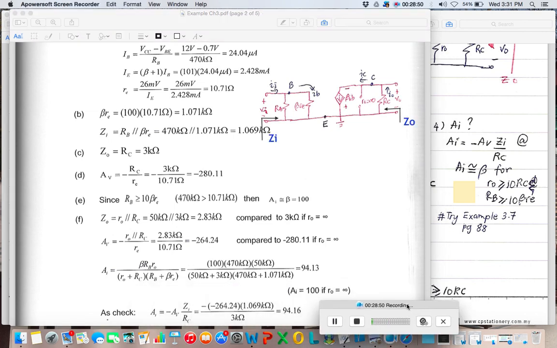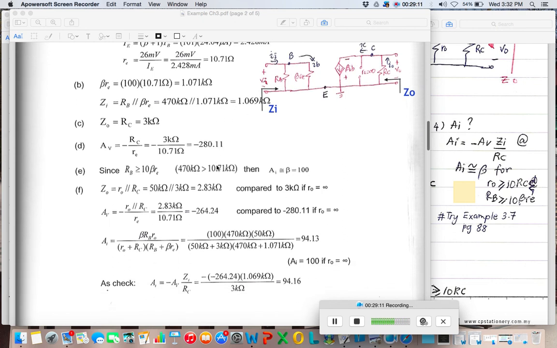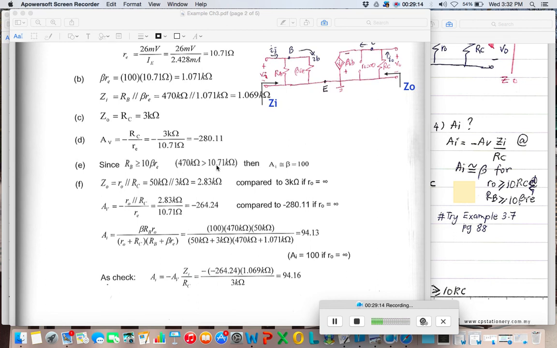Okay, I have labeled the ZI and Z naught. ZI, we already discussed this, and Z naught, looking from here, it only sees RC. ZI should only look in beta RE, because RB value is too big. Then we calculate the AV. AV is V out over VI.